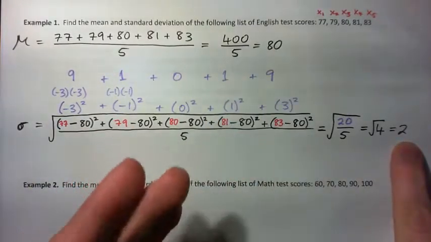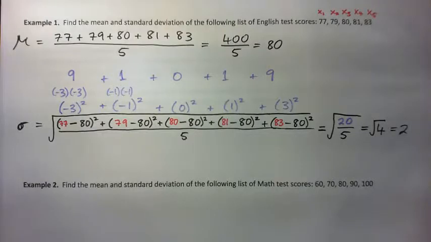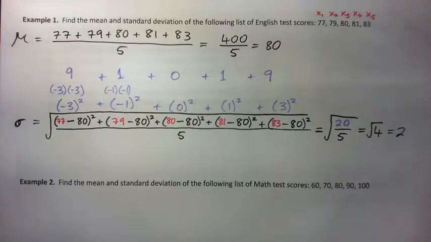Mean means the average score of the class, the 5 students, was 80%. Standard deviation means how much were they spread out? Well, they weren't spread out that much at all, because the standard deviation was 2. Okay?